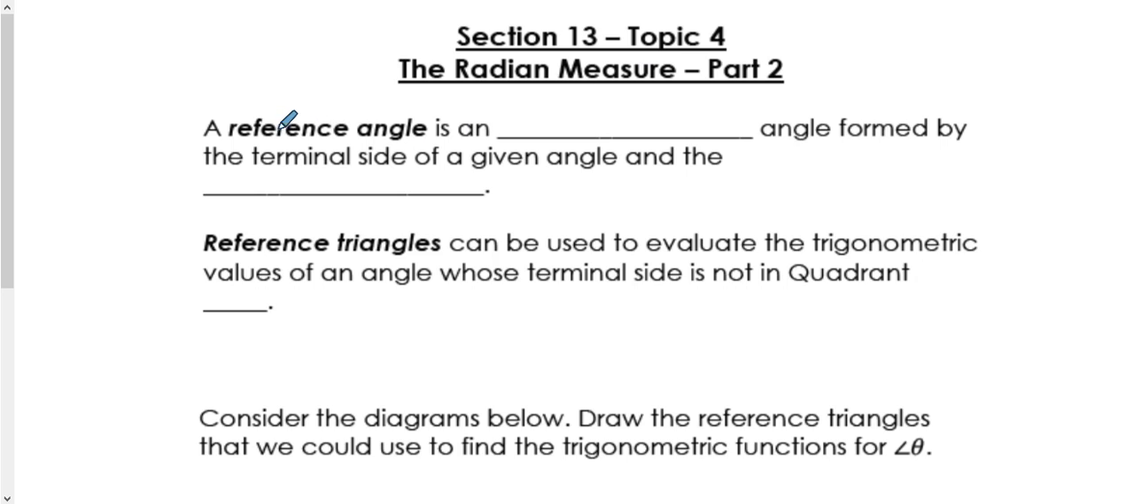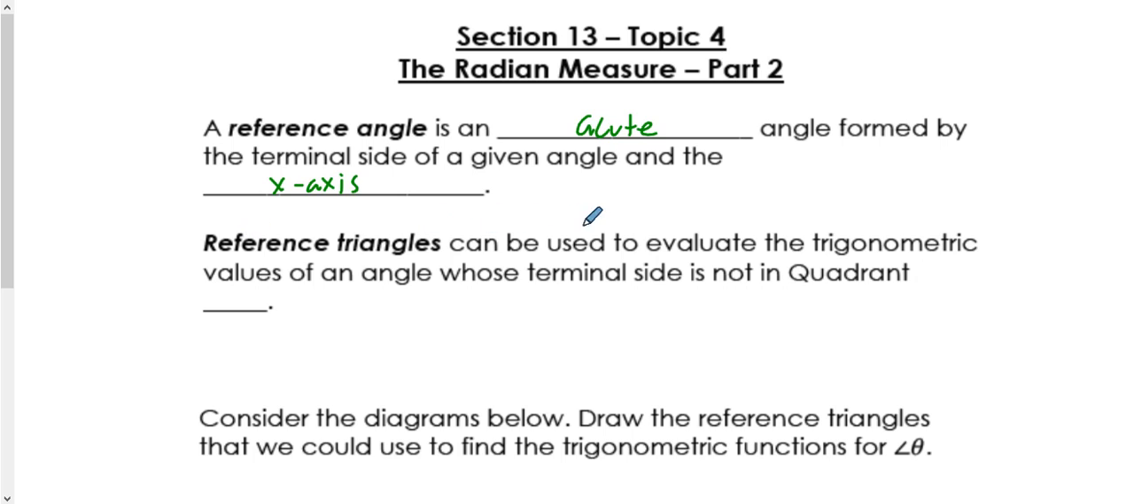So first off, it says a reference angle is an acute angle formed by the terminal side of the given triangle and the x-axis. I'll explain this in just a second. So when we do some of this work on the unit circle, we have to draw a reference angle that we can then use to draw a reference triangle so that we can end up working in the unit circle in other parts of the circle.